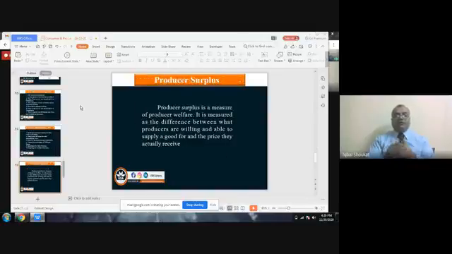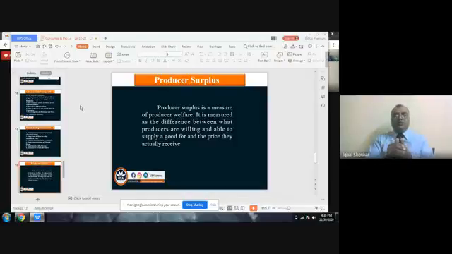Next is the producer surplus. The people who are converting the goods and services or the factory inputs into final products are known as the producers. Or those people who combine the factors of production like land, labor, capital, and organization, and by the utilization of these factors, whatever products they are providing in the market, they are known as the producers.